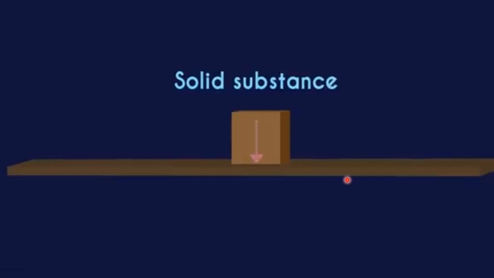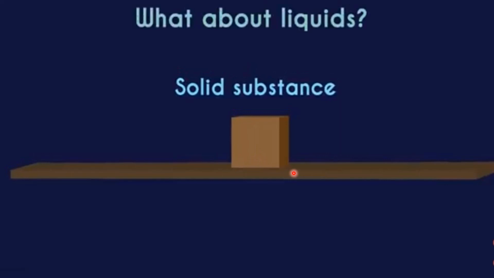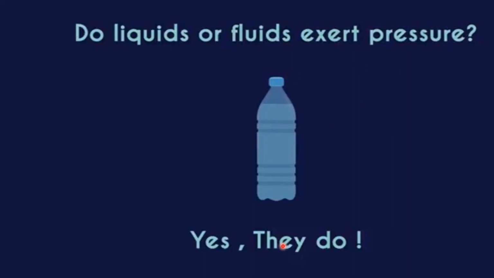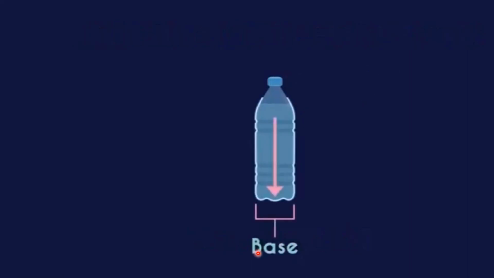We know that a wooden block is a solid substance. So then, what about the liquids, children? What about liquids? Do liquids or fluids exert pressure? We know that liquids are kept in a container. If we consider whether they'll exert pressure, yes, they do. Now, if they do exert pressure, then how will they exert pressure?